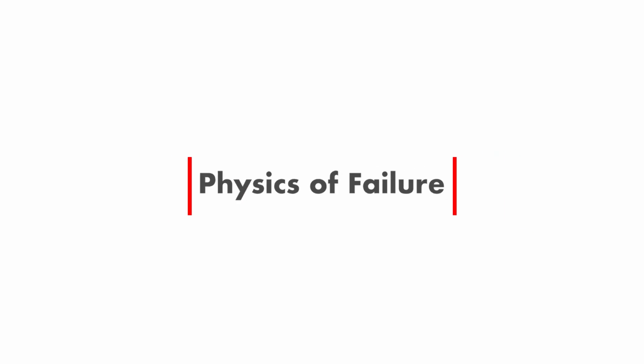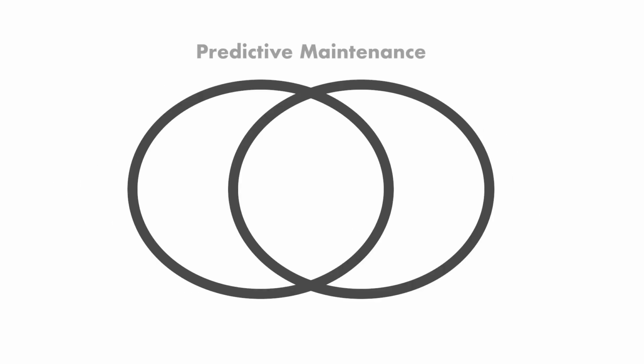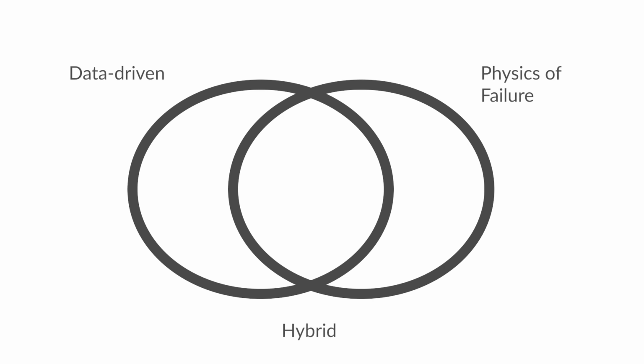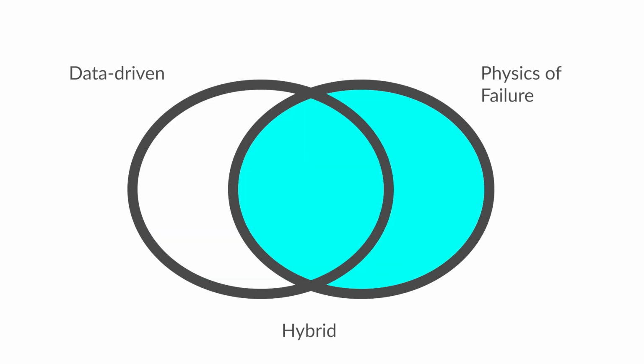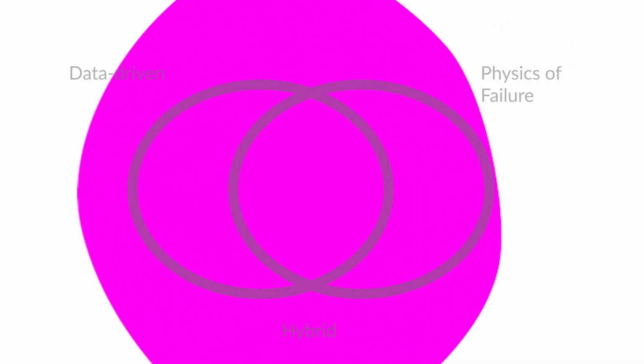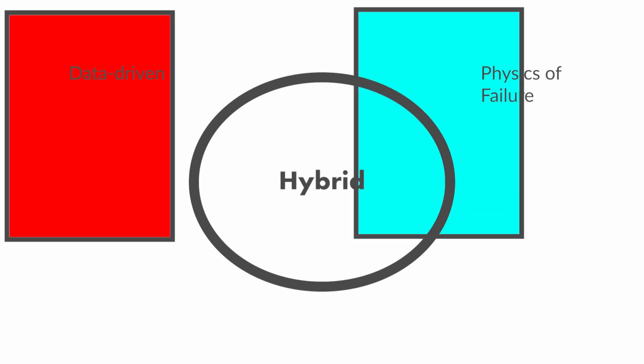Today we will be studying physics of failure models. And what do I mean by this? There are 3 approaches in predictive maintenance. Whenever we want to predict failure, we can have 3 different approaches: the data-driven, the physics modeling, and the hybrid modeling. And as you can imagine, the hybrid modeling involves the physics modeling and the data-driven modeling in one go.